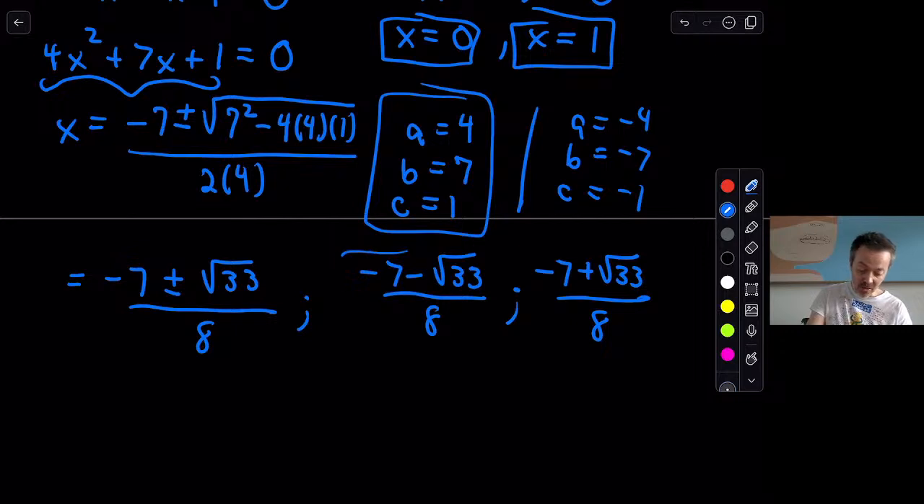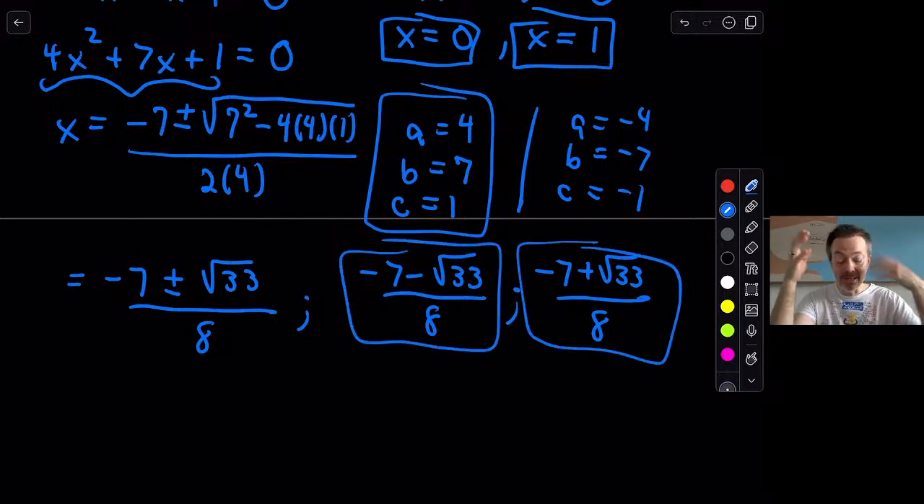Okay, so I've got now 1, 2, 3, 4 solutions. Again, I've done the exact same thing we've been doing.